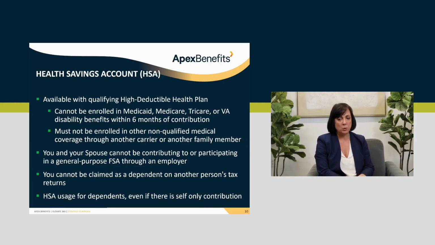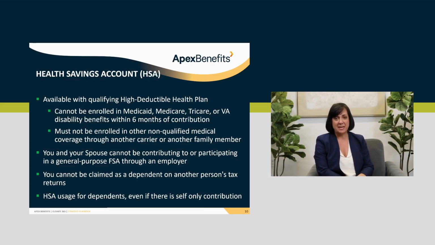You cannot be enrolled in Medicare, Medicaid, TRICARE, or VA benefits within the last 6 months to contribute to a health savings account. You must not be enrolled in any other non-qualified medical coverage through another carrier or another family member. You and your spouse cannot be contributing to or participating in a general purpose FSA through an employer. You cannot be claimed as a dependent on another person's tax returns. And HSA usage for dependents is allowed even if it's self-contribution only.